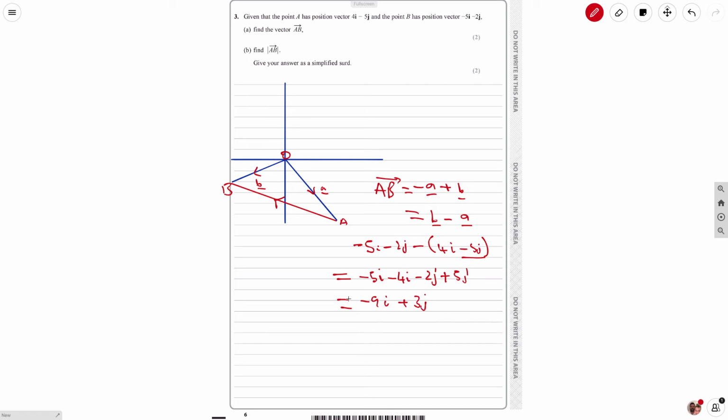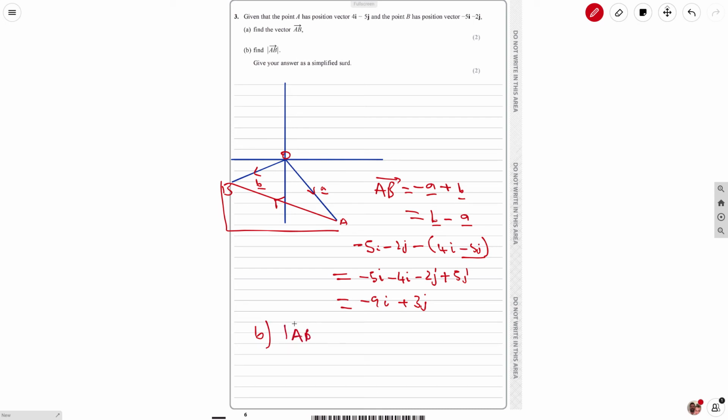Okay, and it looks right on the diagram, because what it's saying is that we need to go 9 to the left and 3 up. Okay, it's not an accurate diagram, but it gives you a sense that it's roughly correct. Okay, so that's part A. So part B, okay, we need to find the modulus of AB.